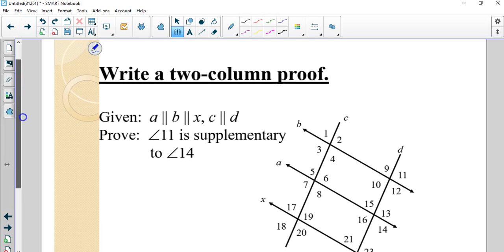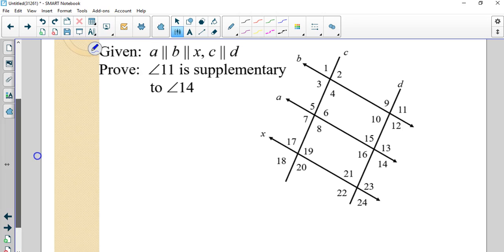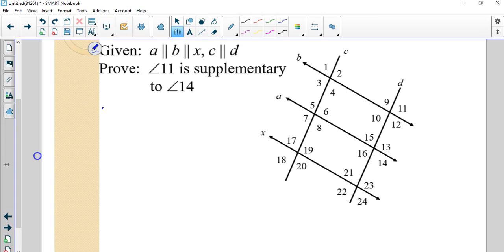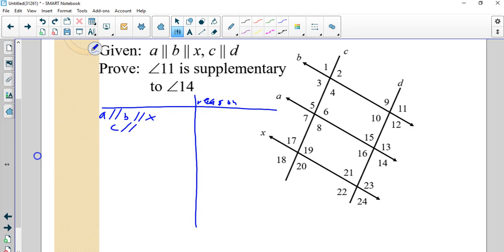So, we write a proof. Our reason goes here. And we know that A is parallel to B, is parallel to X, and C is parallel to D. That's given. So we're trying to prove that 11, right there, is supplementary to 14, right there.